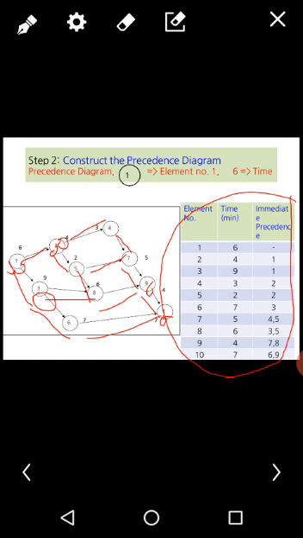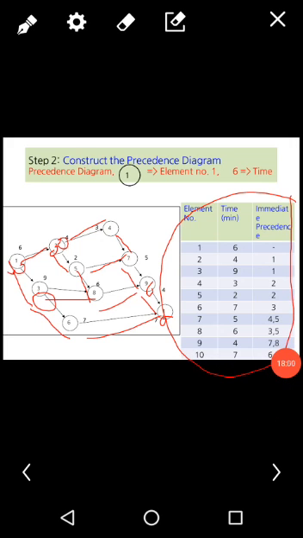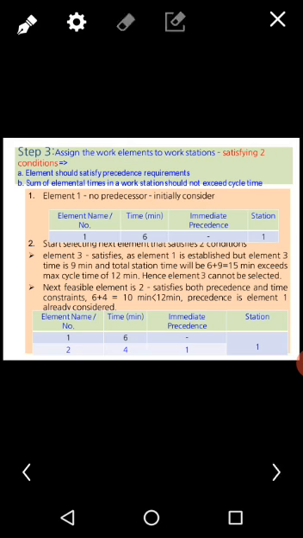Got it? And to draw this precedence diagram we need to take the table which is given in the problem. After constructing a precedence diagram, we need to move to step 3. What does it say in step 3? Assign the work elements to workstations.